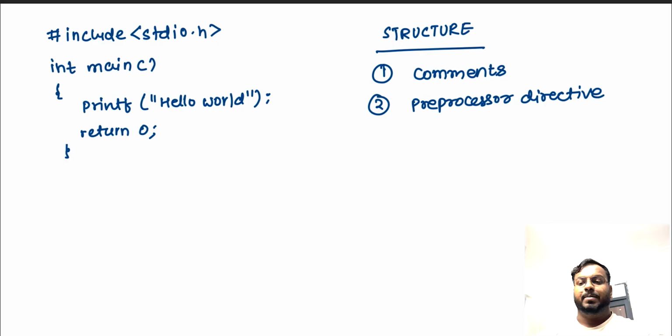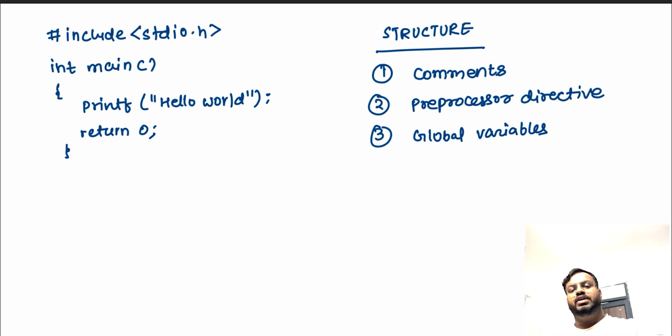Then after that we have global declarations. Whatever variables you create in your program can be categorized into two parts: local variables and global variables. Don't worry about them. We will discuss local variables and global variables in detail in upcoming videos. I will just give you a quick overview right now. Global variables are those variables which can be accessed anywhere in the program, meaning they are accessible throughout the program.